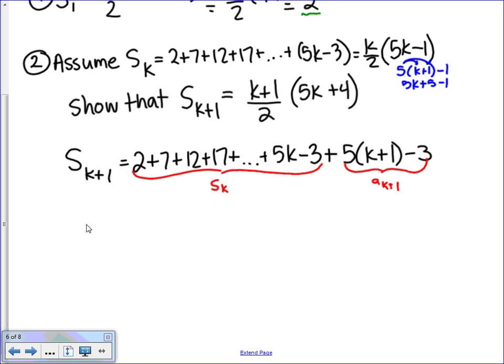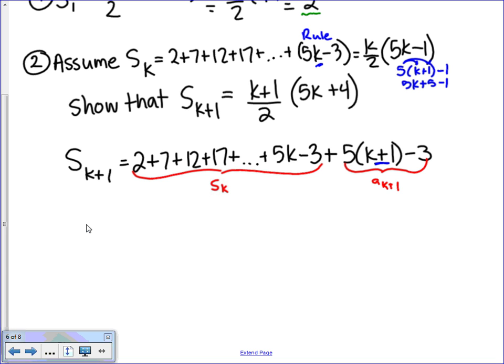So 5k minus 3 is my rule for the sequence. Okay, so right up here, this is your rule for the sequence. So I have gone up to the k term, but I need the k plus 1 term, so I'm just subbing k plus 1 in for that k right there. And that's this right here. So it's 5 times k plus 1 minus 3. And then I'm going to do some algebra.